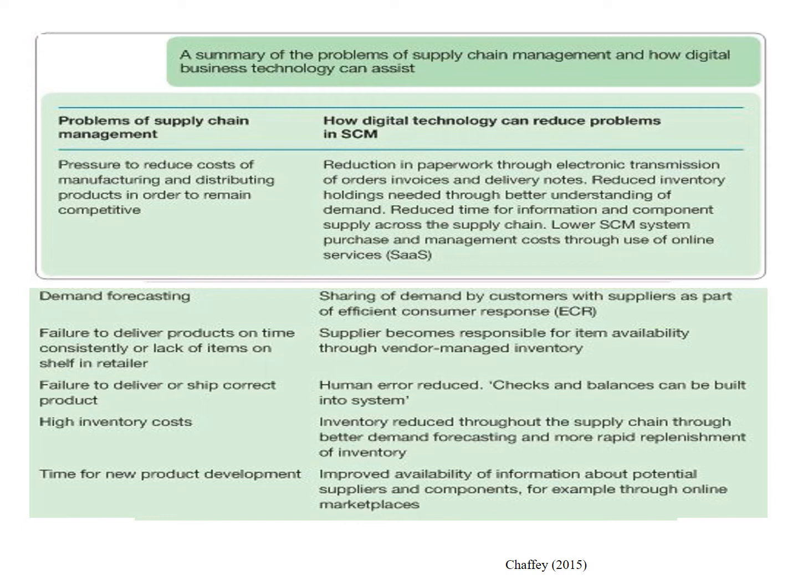Demand forecasting. Problems with supply chain demand: failure to deliver products on time consistently, or the lack of items on the shelf in the retailer, failure to deliver or ship correct products, or high inventory costs, and time for new product development. So these are all problems with supply chain management: inventory costs, failure to deliver and ship on time, and getting a bad image, a bad reputation, from not being able to do this.